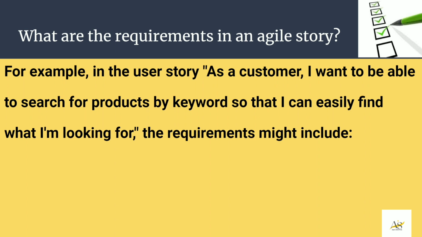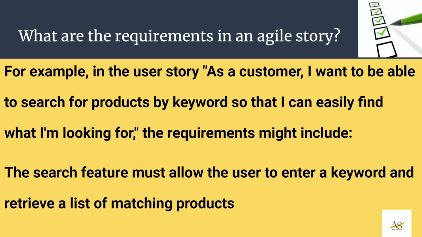Number one, the search feature must allow the user to enter a keyword and retrieve a list of matching products. Whether you're having a form or some other way to input the data, the user must be allowed to do that. Say I want to search for toys. Everything that is a toy should be retrieved in a drop down or some other format.